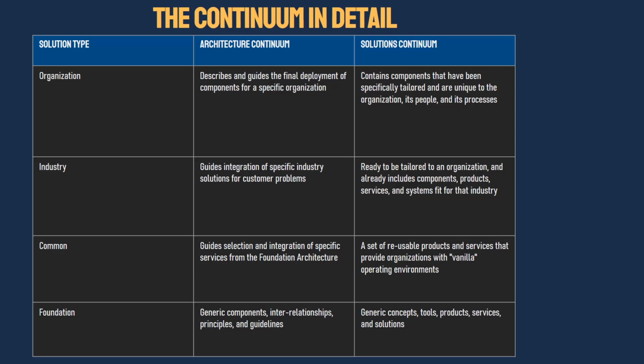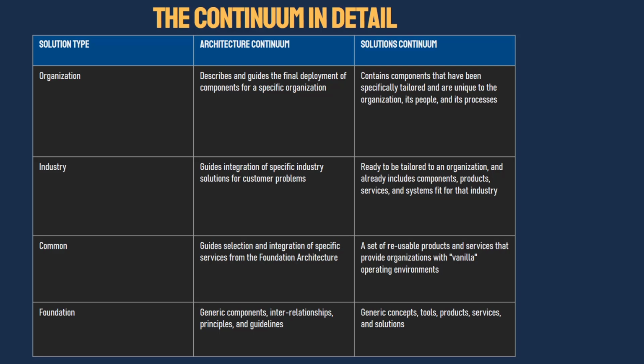The next level is industry. In the architecture continuum, industry level solutions help guide the integration of specific industry solutions for a very specific customer problem. On the solutions continuum, this is typically ready to be tailored, ready for organizational use, and already includes some of the components, products, services, and systems that are made just for that industry.